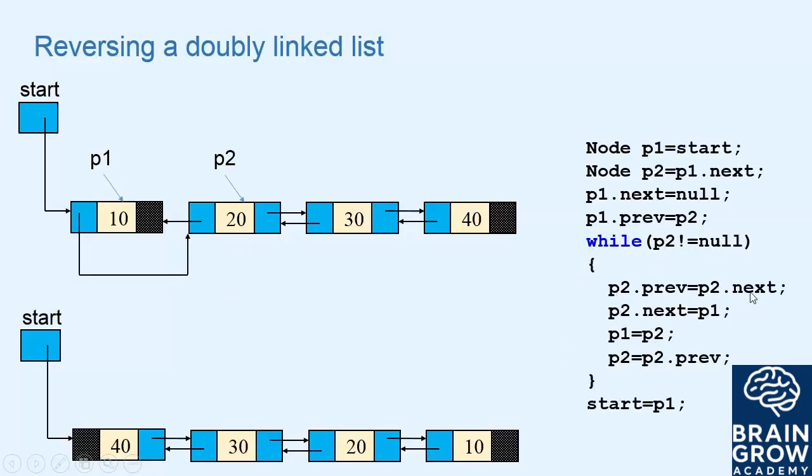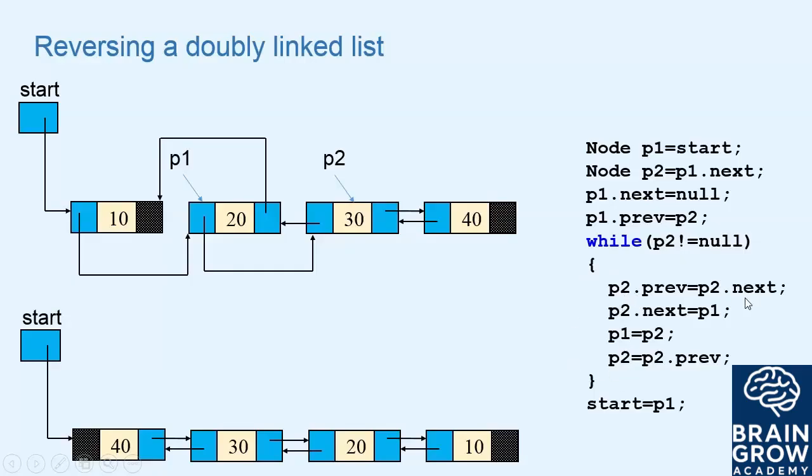Now P2 previous is equal to P2 next, so this previous part will refer here. P2 next equal to P1, so this is P2 next, it will refer to P1. P1 equal to P2, so P1 will come here, and P2 equal to P2 previous. P2 previous refers to this node, so P2 will come here. Now P2 is not equal to null, so again this loop will execute.